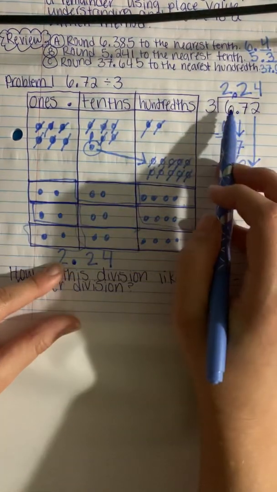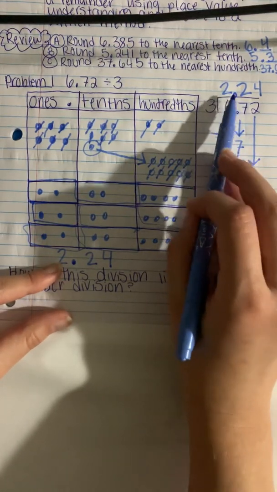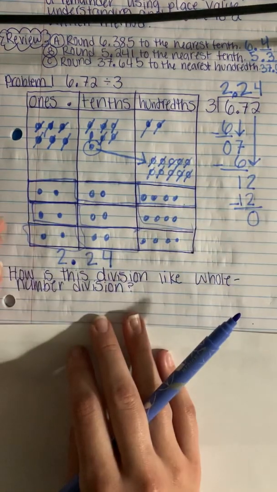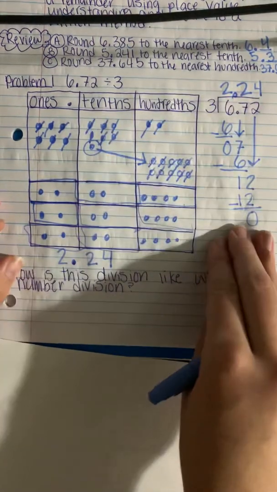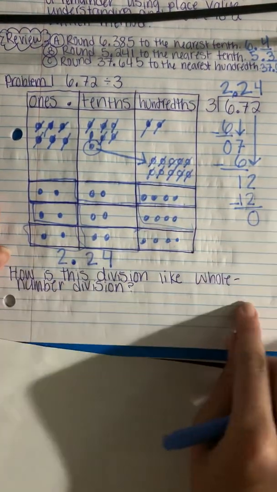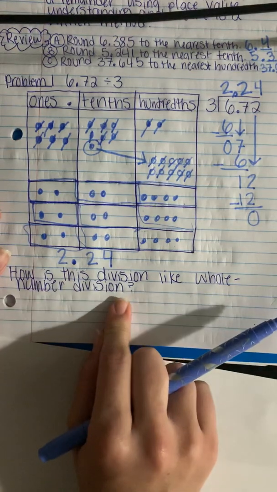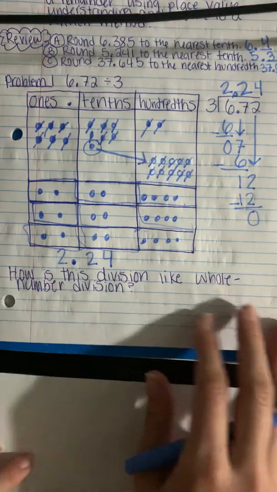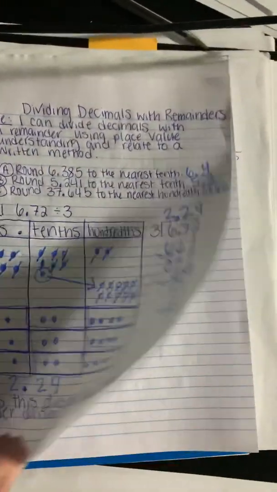I can also use estimation. If I'm taking 6 of something and dividing it into 3 groups, I'll have 2-ish of something in each group. So take a minute, now that you've seen this problem, you've seen the standard algorithm, and just reflect by yourself, how is this division like whole number division? After you write 1 to 2 sentences for your reflection, you can go ahead and move on to the next part of the video.